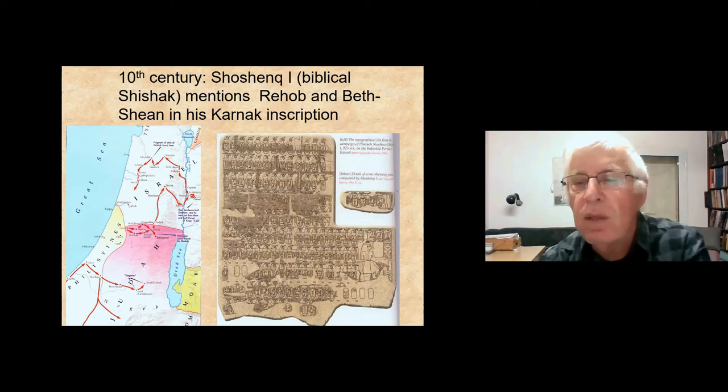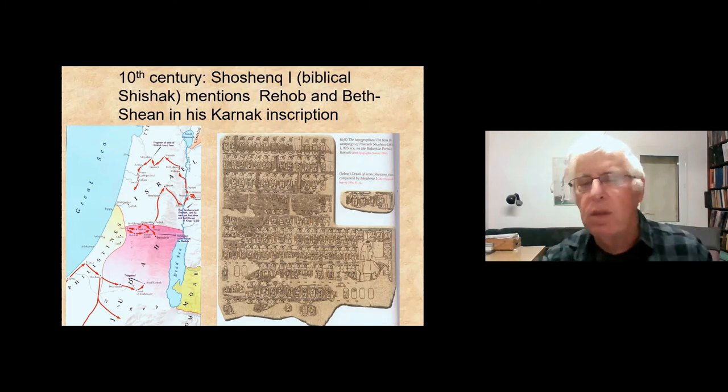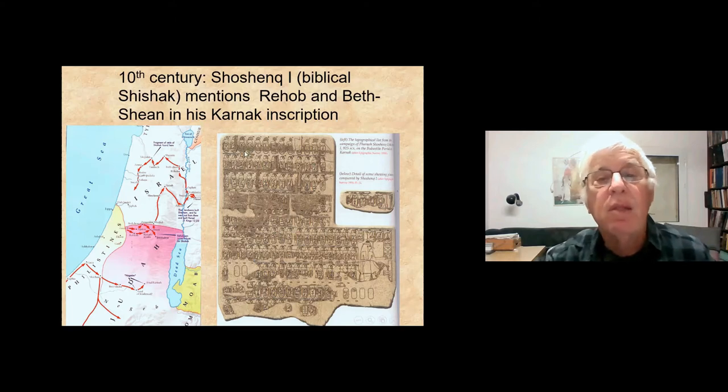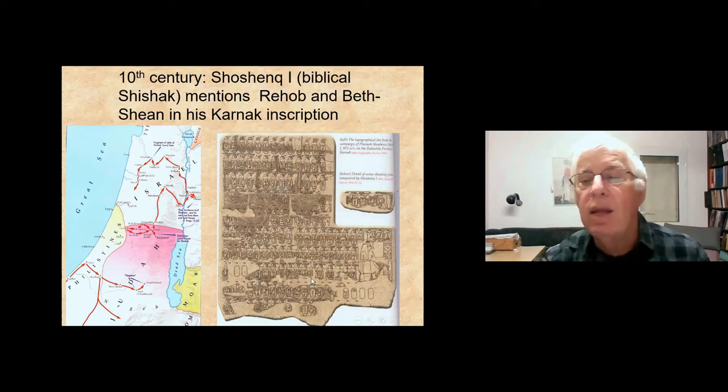The date is around 920 BCE. And we have his inscription on the walls of the Temple of Amun at Karnak in Egypt, a huge temple in Egypt. This wall inscription that you see here is about, I think, 8 or 10 meters tall. It's a huge inscription. And it mentions names, each name in a frame, what we call a cartouche, a name of a city, of a town in the land of Israel.